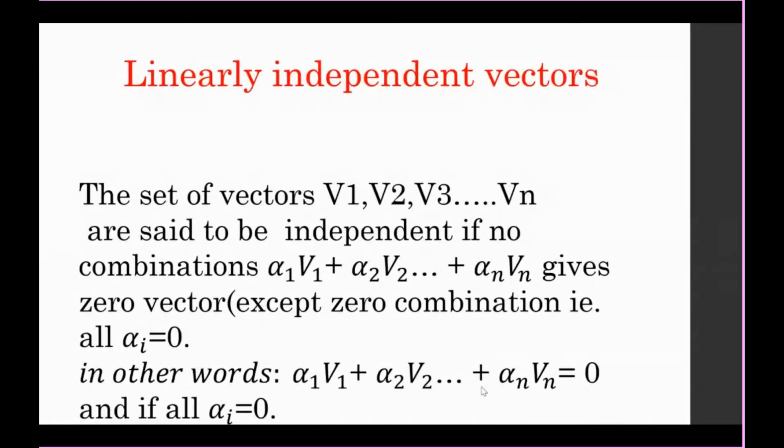As you all know, what is meant by linearly independent vectors? A set of vectors v1, v2, v3 up to vn are said to be linearly independent if alpha 1 v1 plus alpha 2 v2 up to alpha n vn is equal to 0 only when all the alphas are equal to 0. That means no other combination of v1, v2, up to vn produces 0, except the zero combination. So that is the definition of linearly independent vectors.